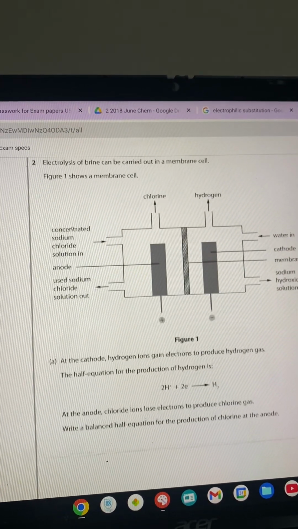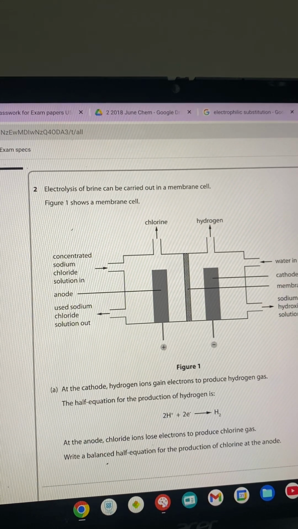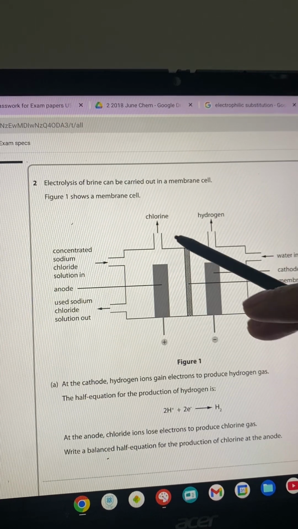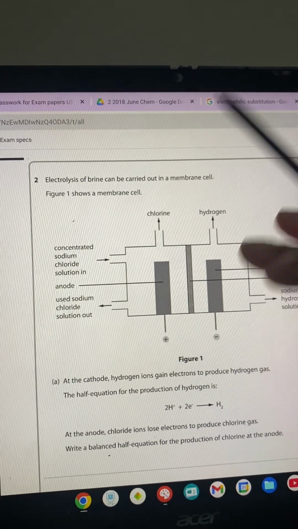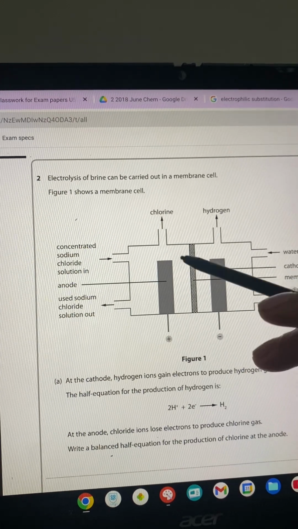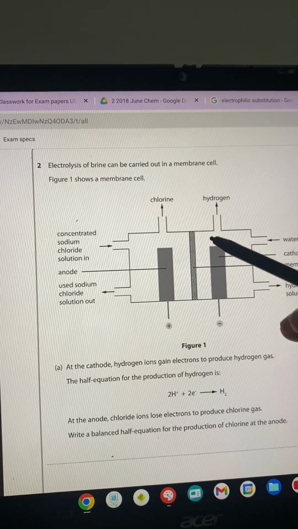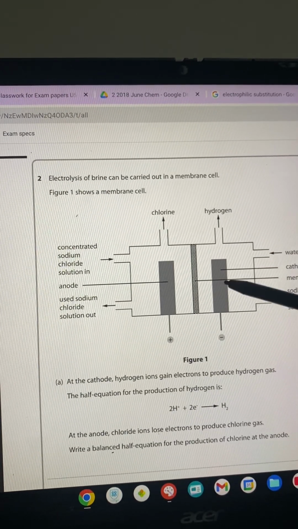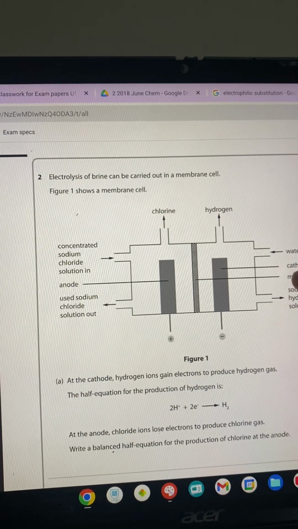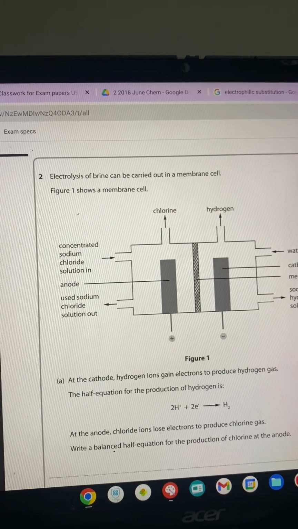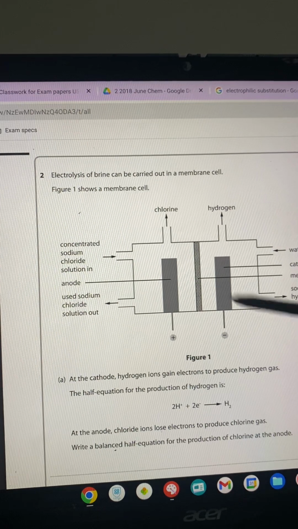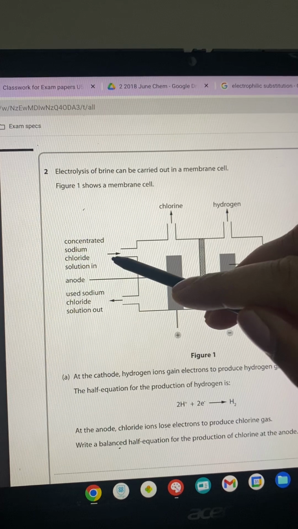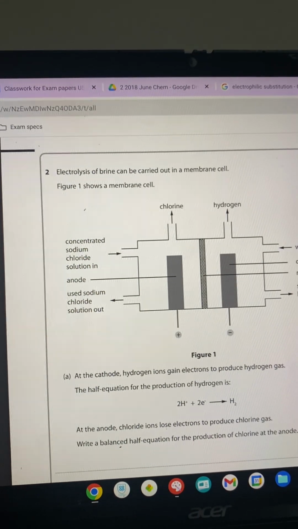Okay, so there are 3 products of the electrolysis of brine. It's chlorine and hydrogen. They always come out from the top because they're gases, so they are less dense, so they're just collected from the top. And there's also sodium hydroxide as well. So sodium hydroxide, chlorine and hydrogen are the 3 products of the electrolysis of brine. And if you remember, brine is basically sodium chloride in water. So that's why we are inserting concentrated sodium chloride solution into the whole electrolysis setup.